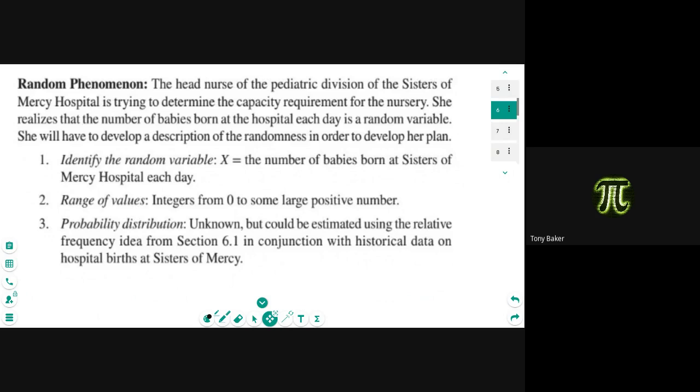The range of values would be 0 to some large number. We don't necessarily know the max that it was going to end up being, right? So unlike the last one where we said, okay, it's 0 to 1,000, this one it's 0 to some number. And again, the probability distribution would be unknown. We don't know exactly what's going to happen. However, I'm sure the hospital has been around for a while, so we probably could look back over time and come up with a decent probability distribution for it. But we would need that data.